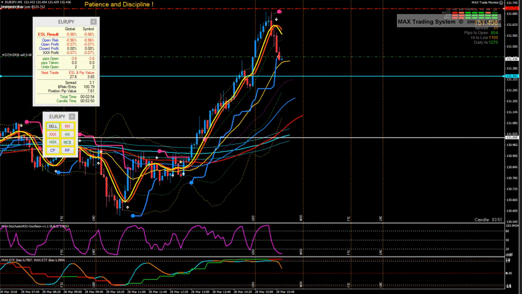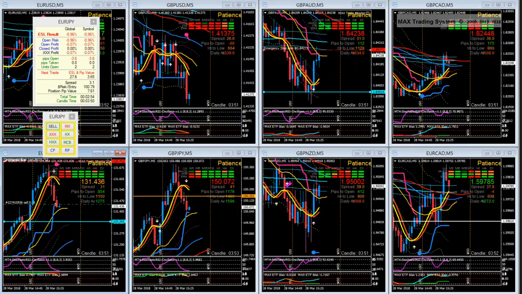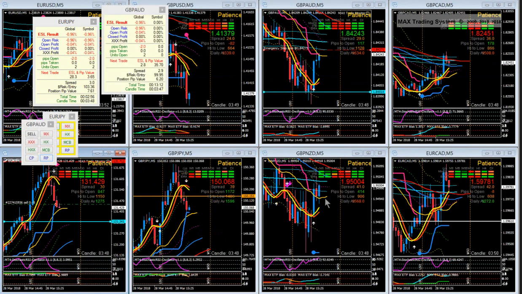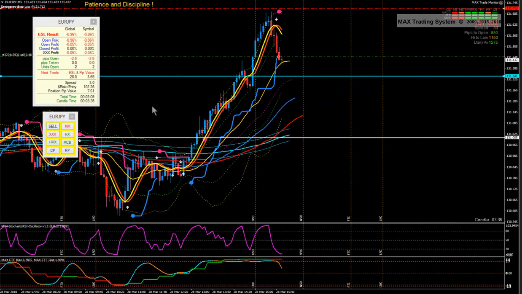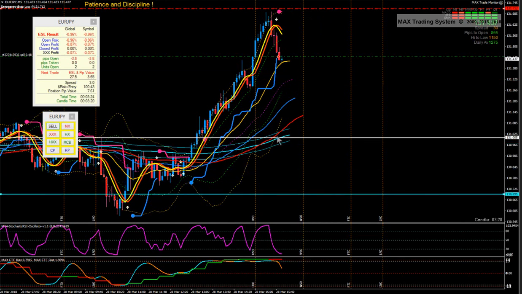Let me have a quick look at the other pairs. So nothing. Okay, nothing interesting. The only interesting situation was the euro yen. And you can see on the chart, my stop loss was above the price, so it is a sell, and the button was a sell, so it is a short trade I'm showing here. Okay. Now we have to wait with patience for the price to develop.